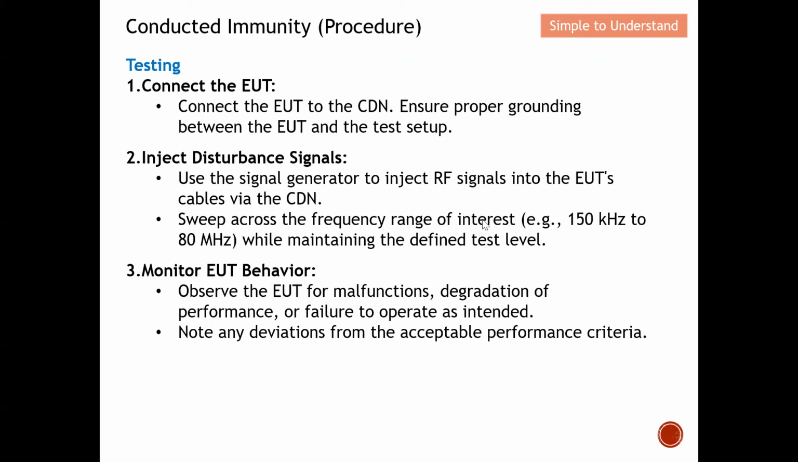So keep this in mind, the test level cannot be perfectly consistent, which means it is not 3 volt all the way or 10 volt all the way. There will be some variation, while they will try their very best to maintain the defined test level as much as possible. Next, we just need to monitor the EUT behavior. We want to observe whether the EUT has any malfunction, degradation of performance, or failure to operate as intended. We need to know any deviation from the accepted performance criteria.